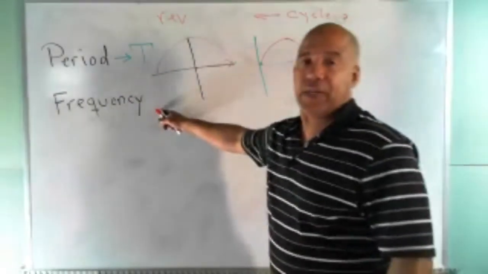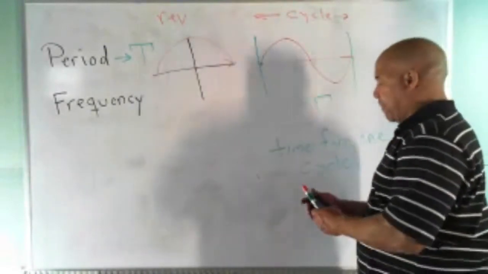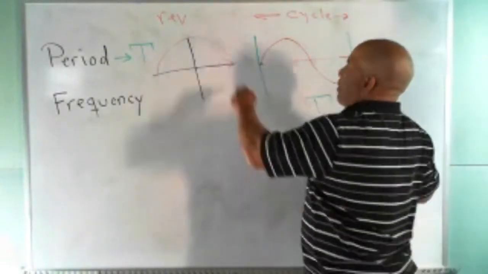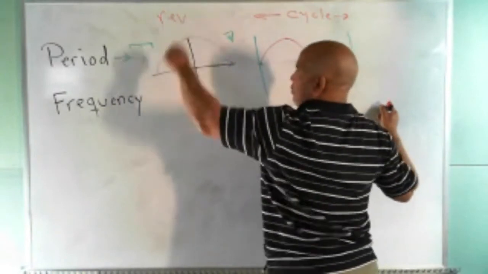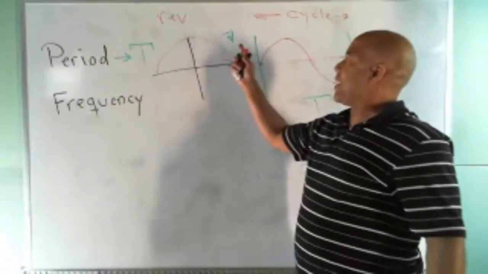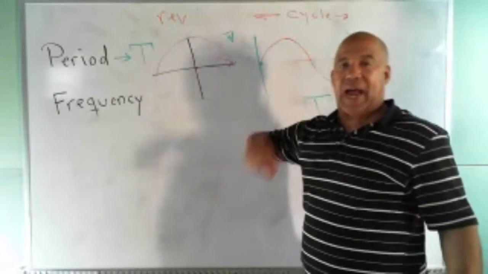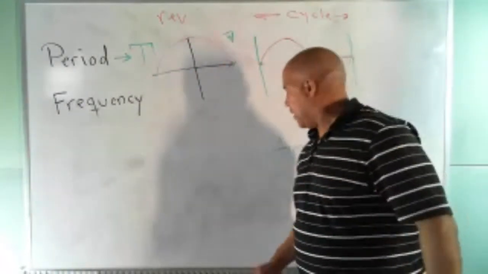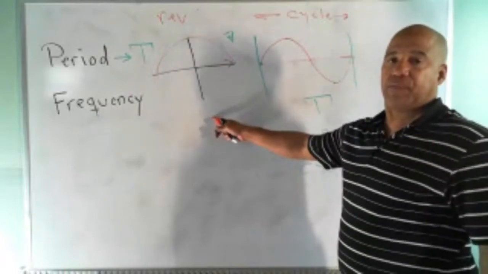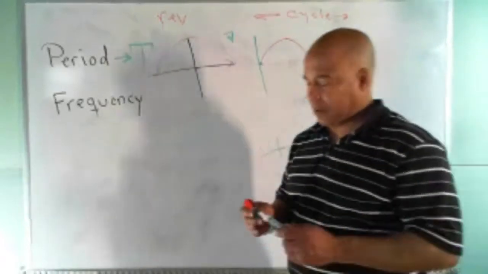The frequency, if you think about it, say this is your eyeball right here. You're looking at this phasor spin around and around and around. If you count how many times it goes past your eyeball, how frequently does it go by, that's what you mean by frequency. But it's a little bit more than that.